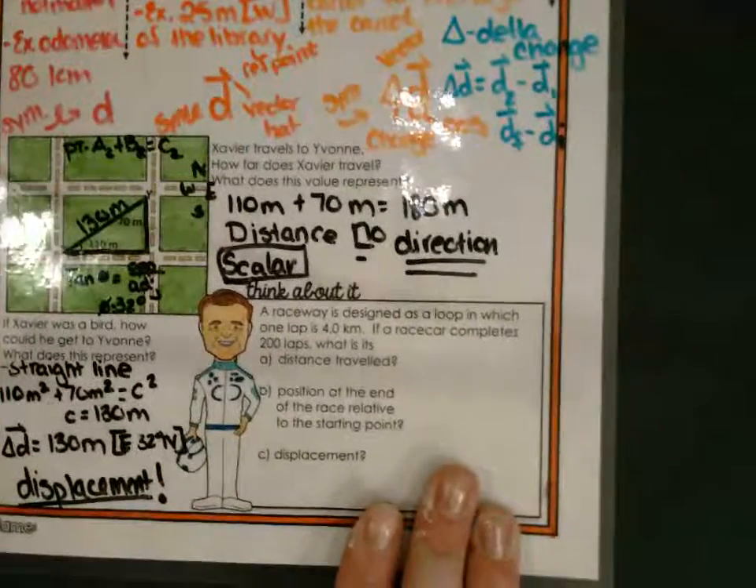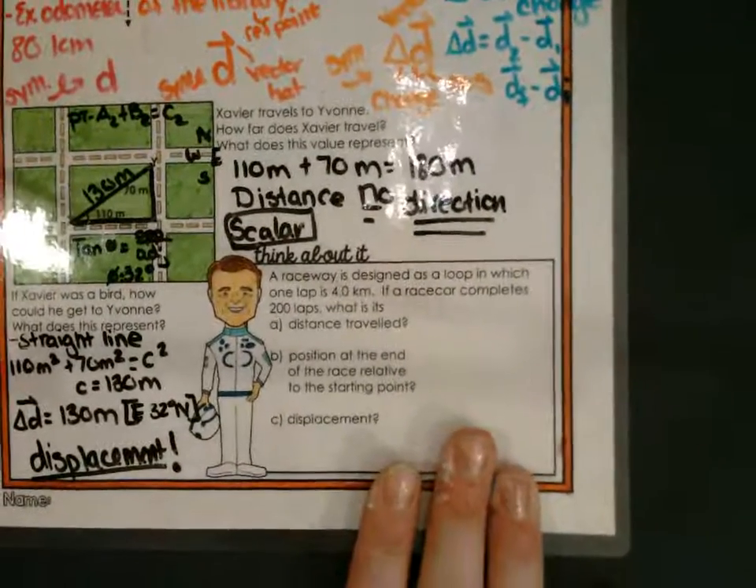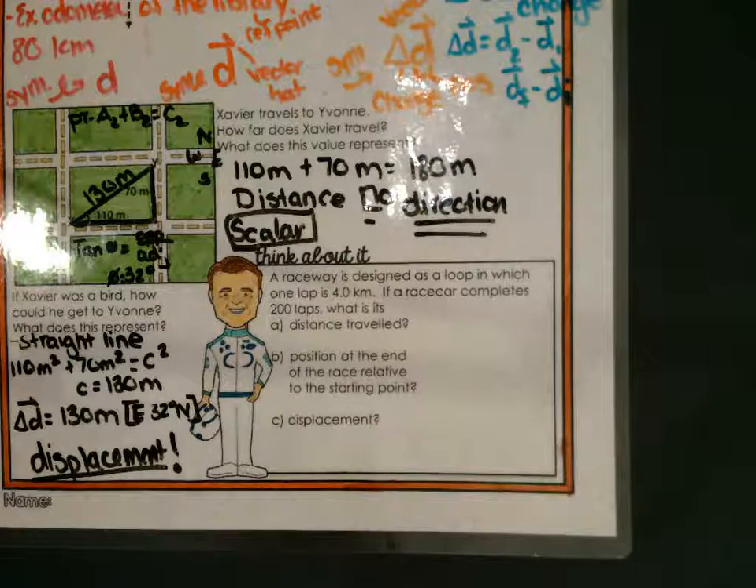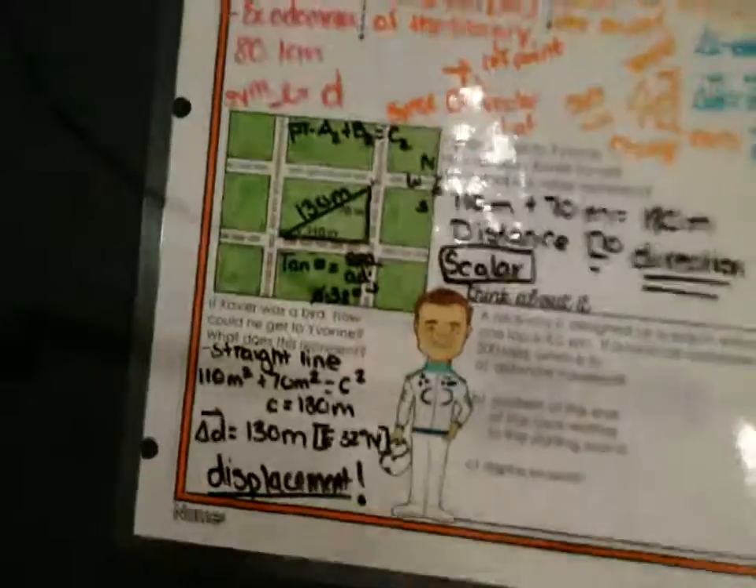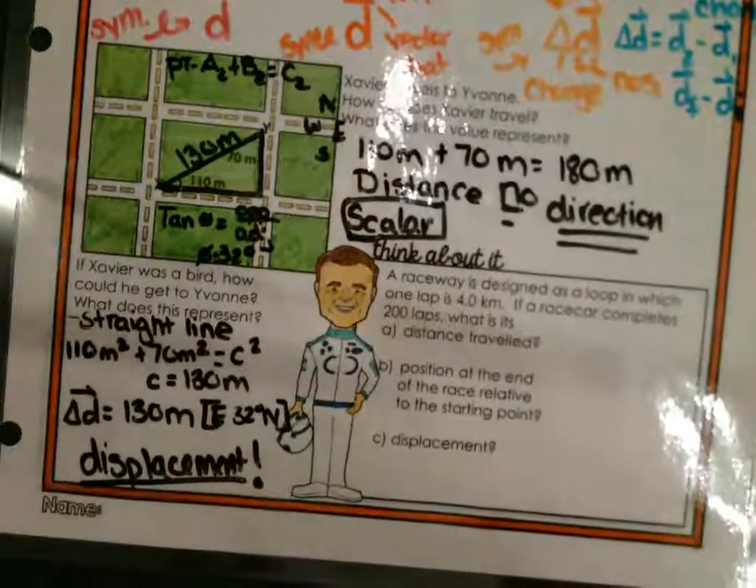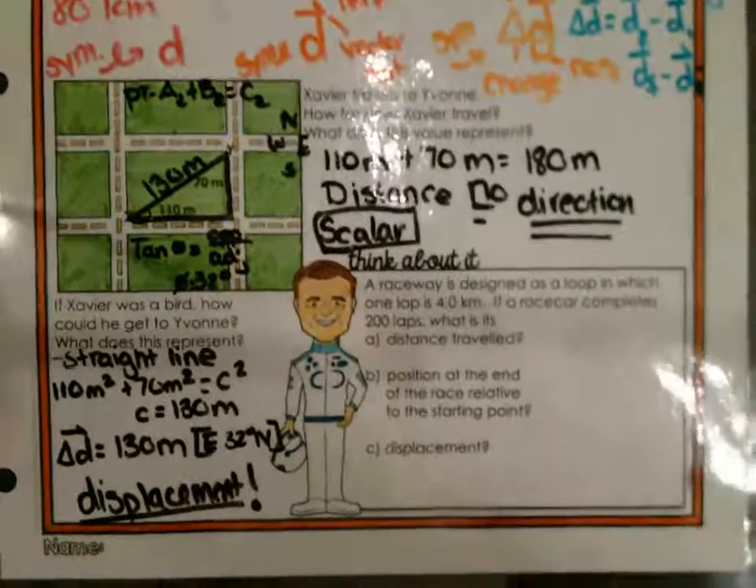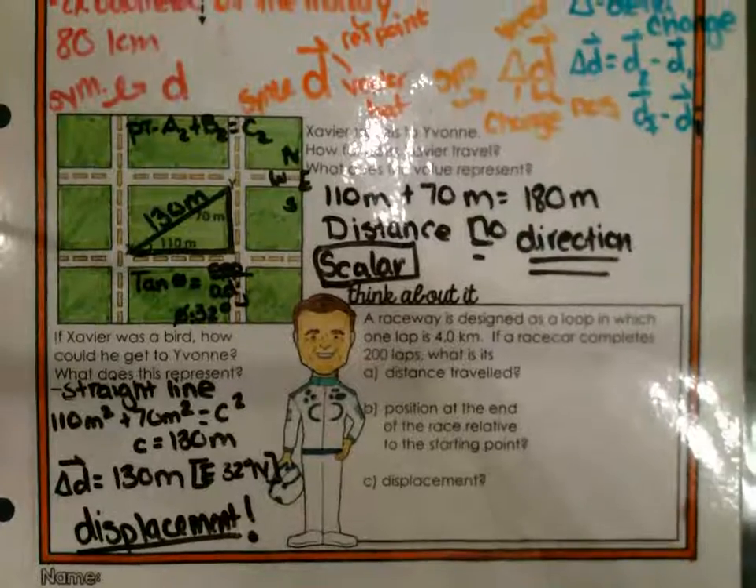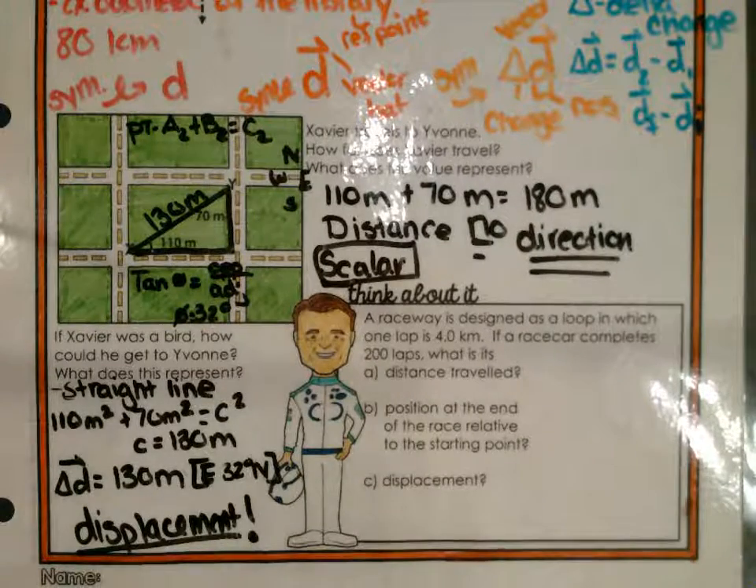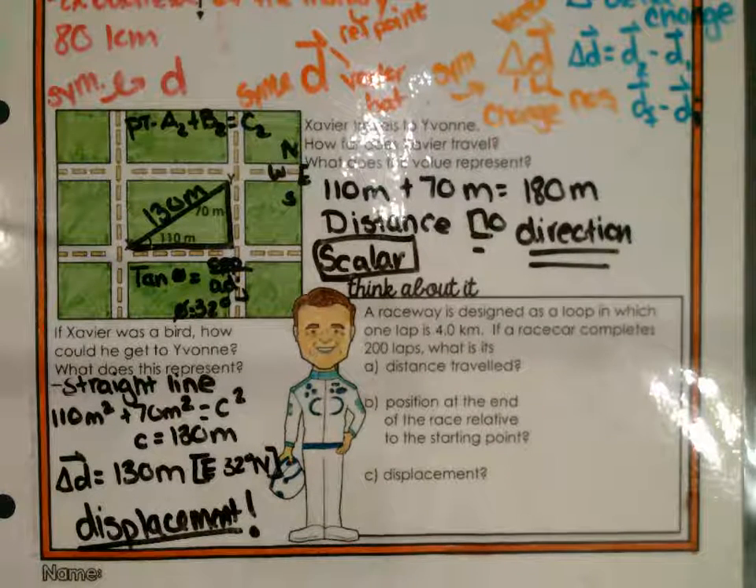Last but not least, we're going to the raceway. We're going to the racetracks. It says a raceway is designed as a loop in which one lap is 4 kilometers. If a race car completes 200 laps, what is its distance traveled?